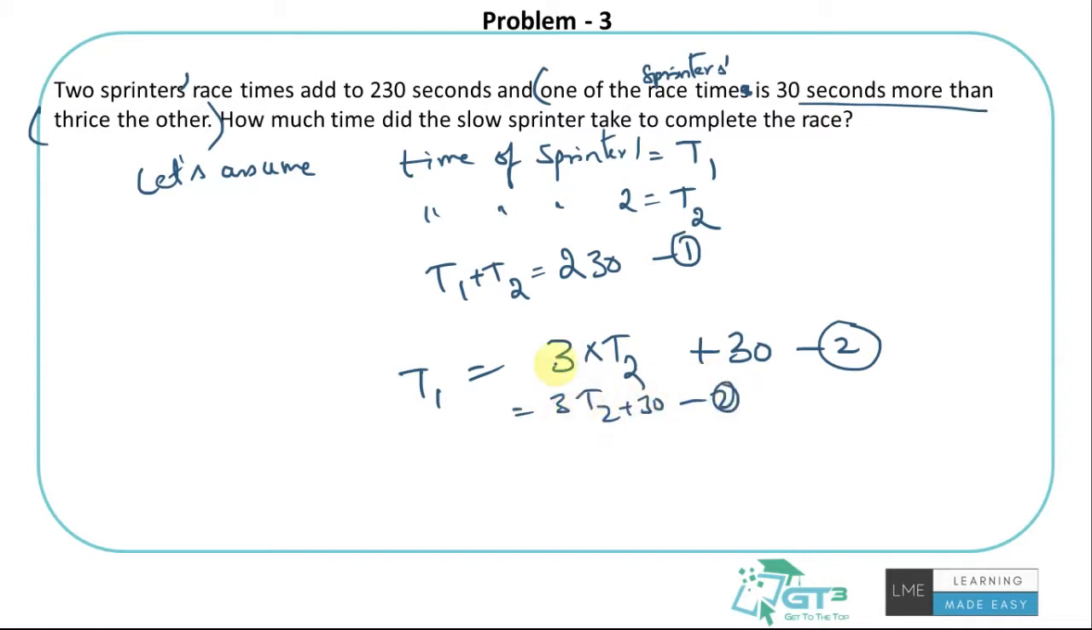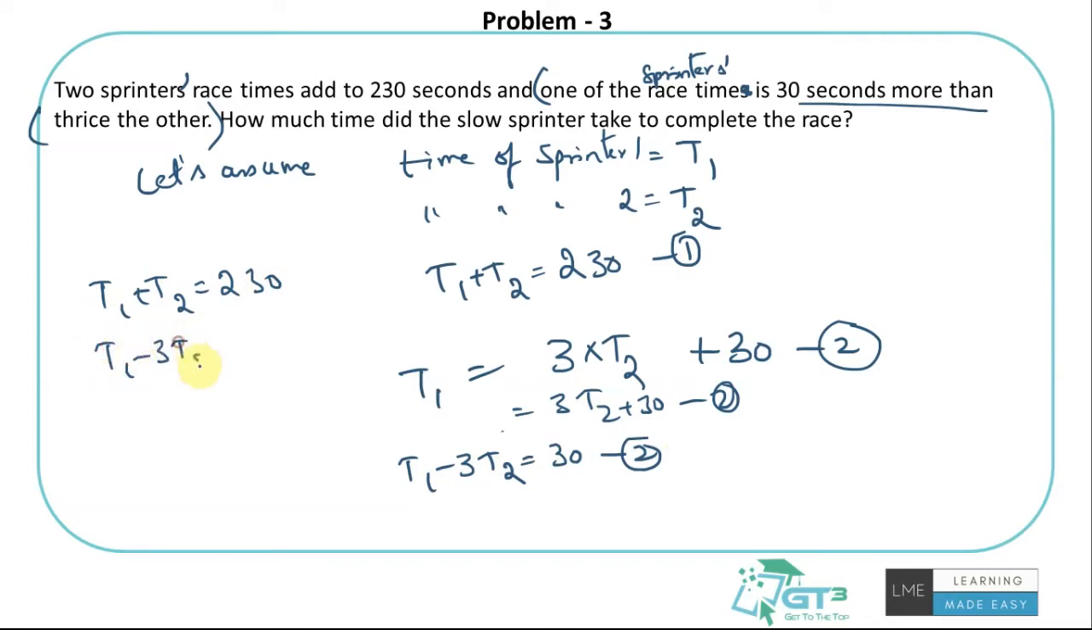I just substituted this back into here. Obviously you can also do it like this: T2 comes here, it will become T1 minus 3T2 equals 30. That is my second equation, and this is my first equation. So let me show it like this. T1 plus T2 is 230. T1 minus 3T2 equals 30. These are my two equations, right?